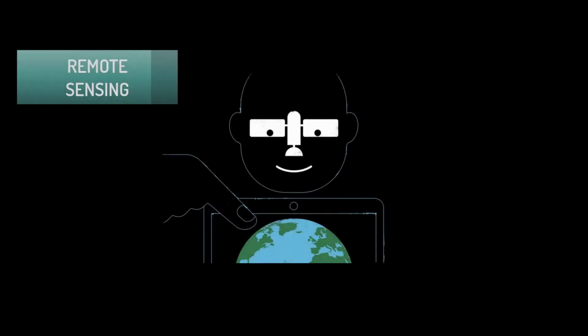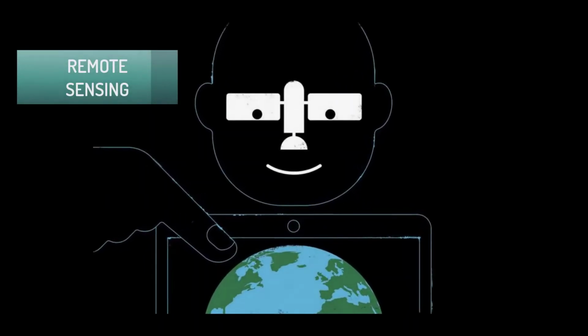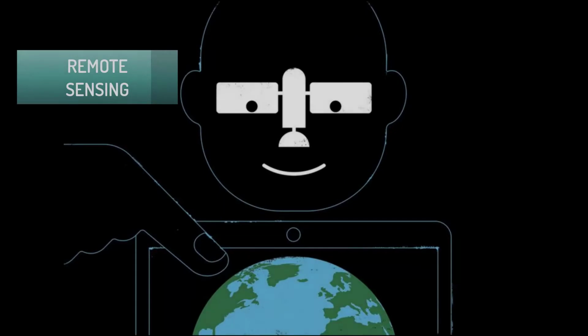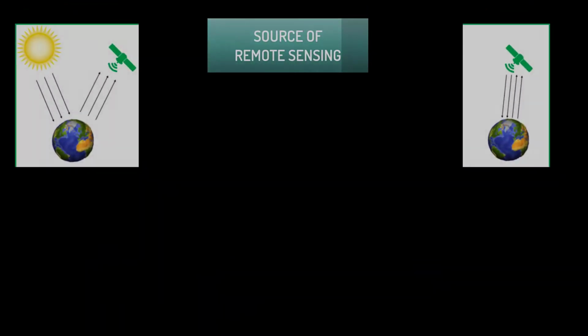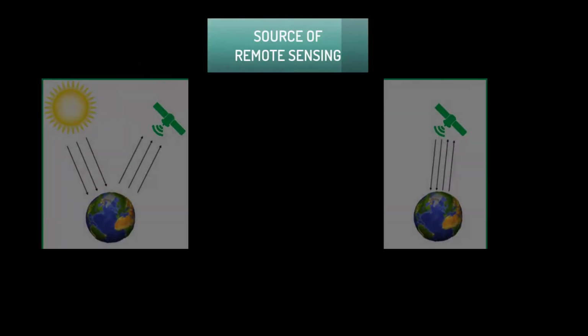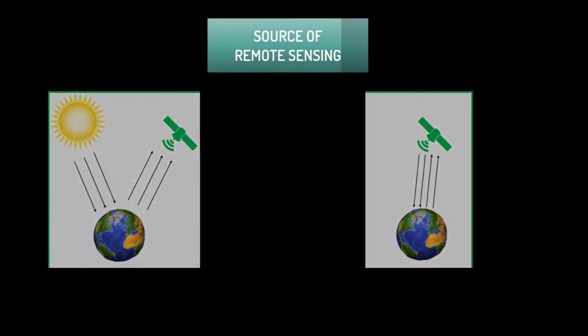Remote sensing is any technique used to acquire information about an object without any physical contact with the object. The source of remote sensing data is the electromagnetic radiation which is emitted or reflected by the object, which then helps in their identification and classification.